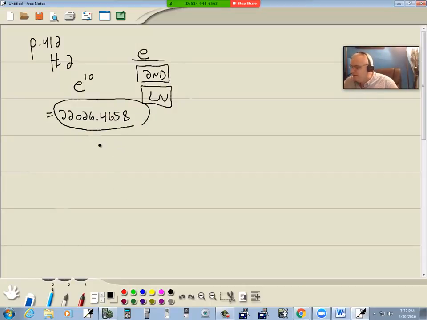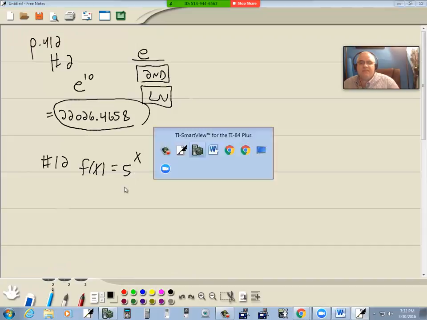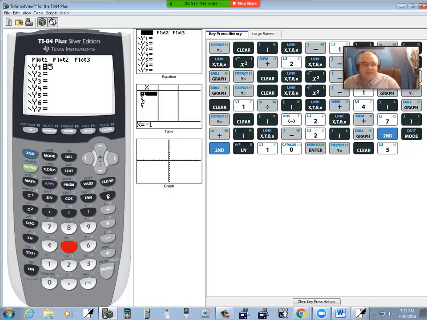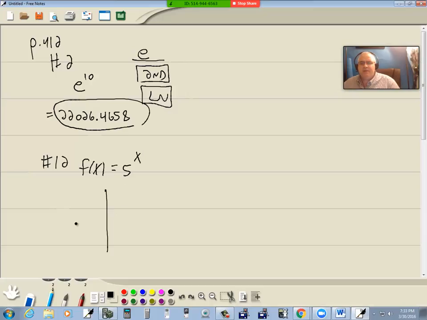Now some of these other ones want you to graph them, like number 12. We've got f of x is equal to 5 to the x power. So I'm going to my y equals, clear. Now I got 5 to the x power. Now this is an exponential function. What makes it an exponential function is you got a variable in your exponent. So I do 5 caret x, and then graph. Now these graphs never just stop. So that right there keeps going on forever. It just gets so close to the x-axis it looks like it's one with it.